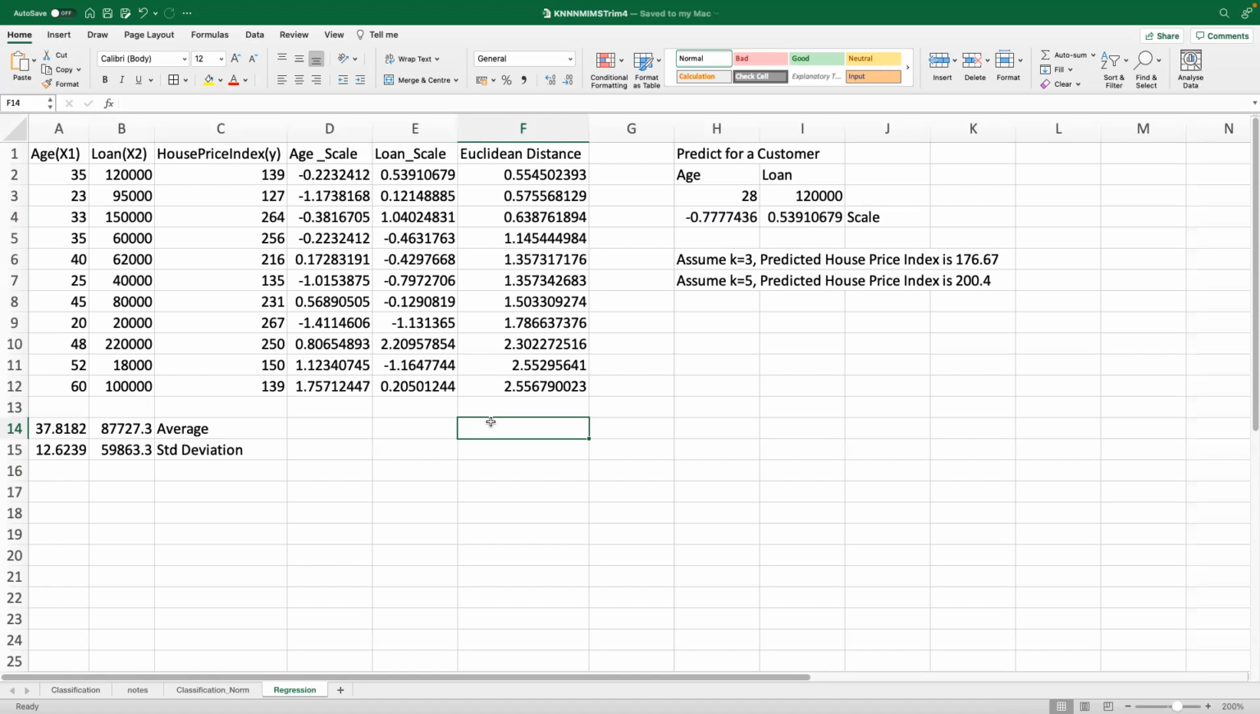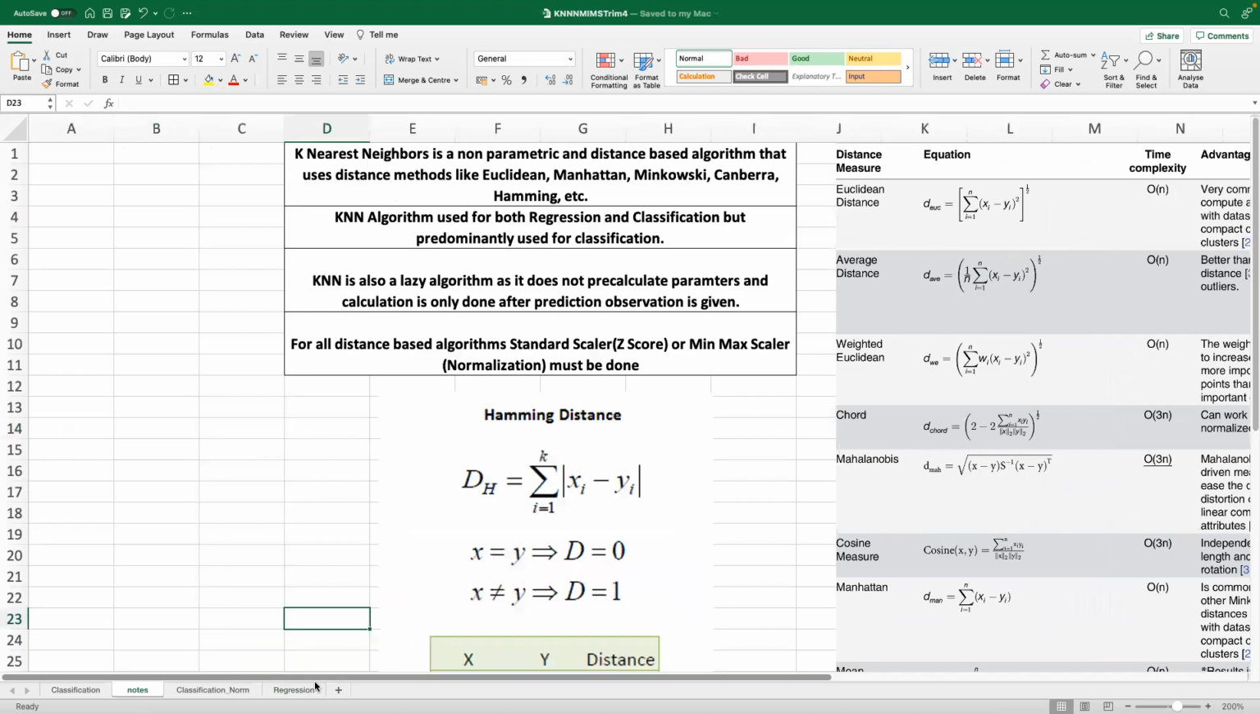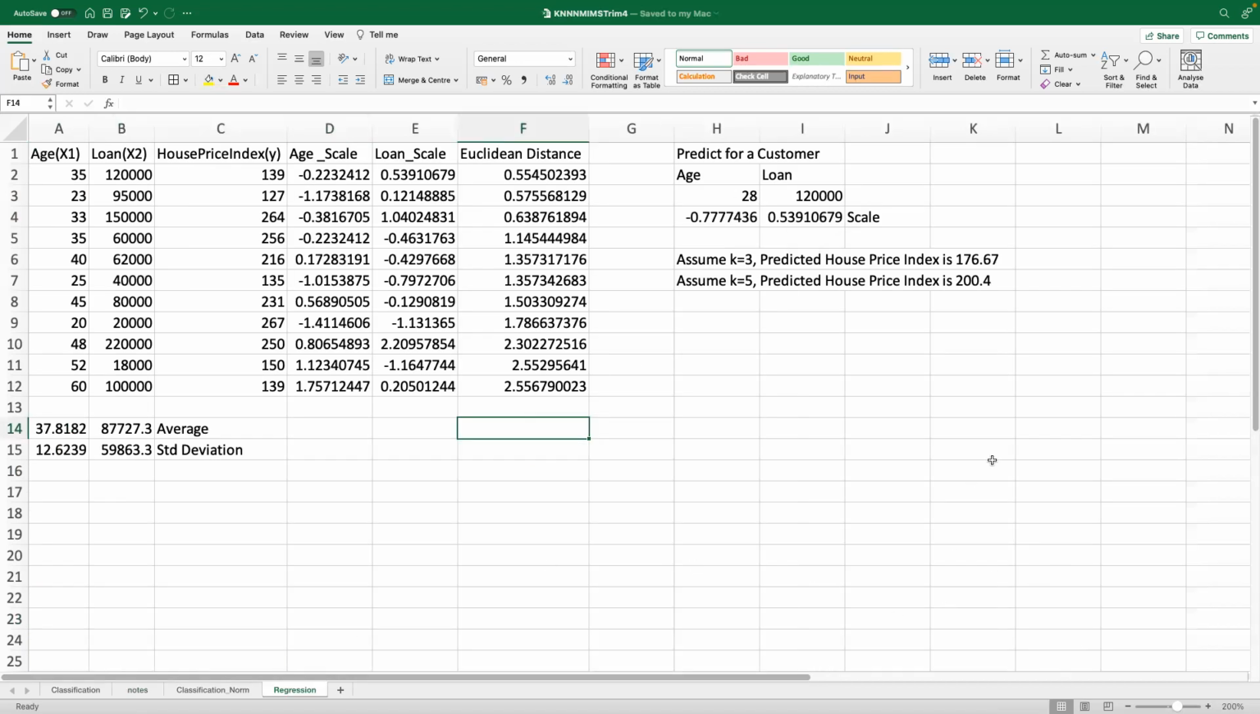Okay. So one of the common interview questions is when to use normalization and when to use standardization.